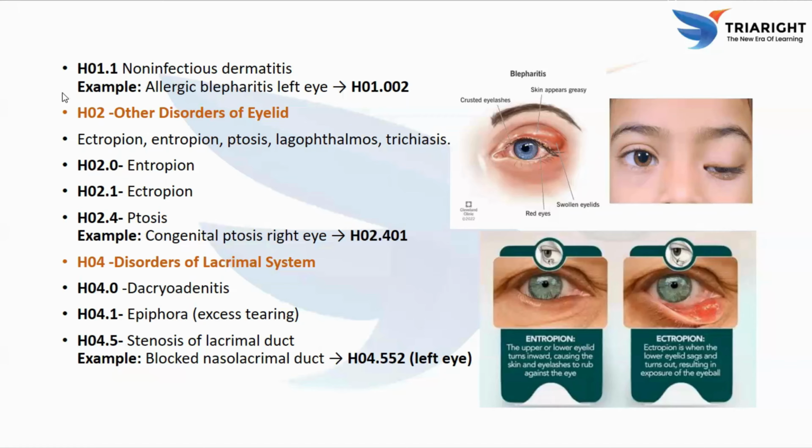So next, coming to the H02 code. This describes other disorders of the eyelid. This group includes the structural and mechanical abnormalities of the eyelids. They list ectropion, entropion, ptosis, lagophthalmos, and also trichiasis. So H02.0 is given for entropion.